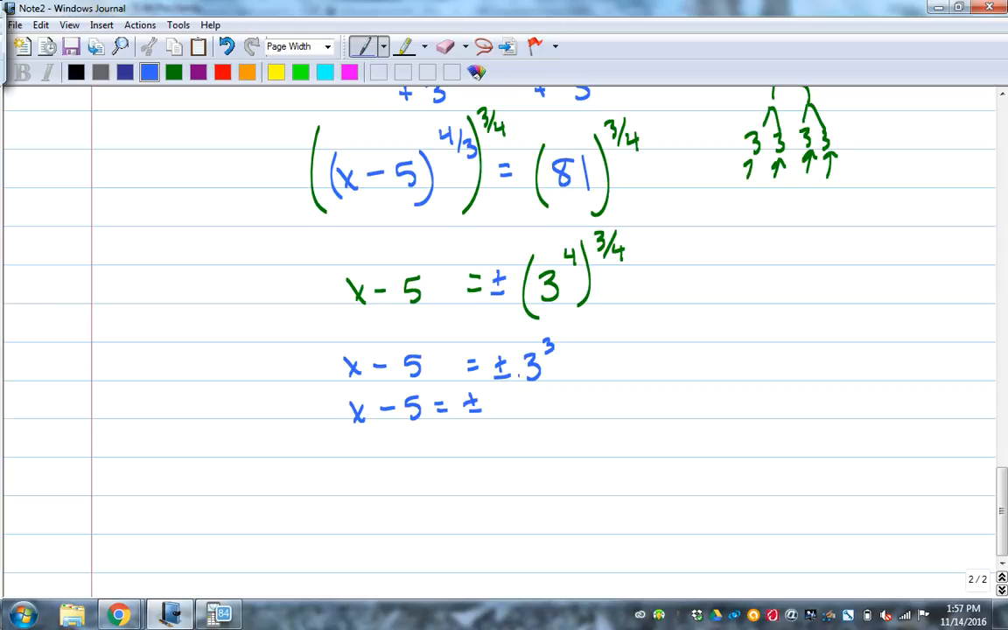So this ends up being x minus 5 is equal to plus or minus 27, because that's what 3 to the 3rd is. We didn't do that on the previous problem because 2 to the 9/4 is not a good number. It didn't work out real nice. This one did. It worked out to be a good number. So we end up with 2 problems. Positive 27, negative 27. Add 5 on both of them.